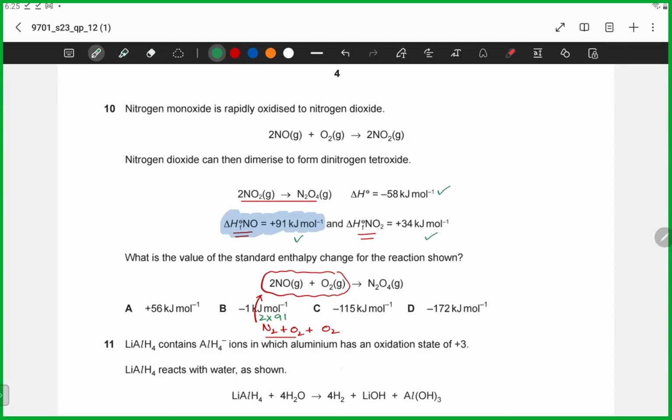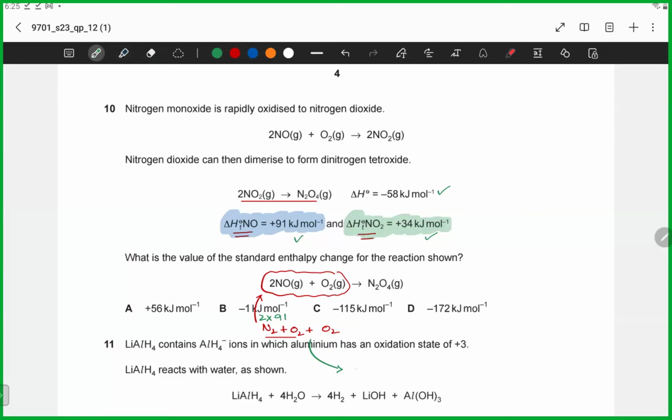Now, the other thing that he has given us is the enthalpy of formation of NO2, right? So what I can do is use this now and convert it, because NO2 isn't anywhere above, but I'm just adding this anyway, okay?